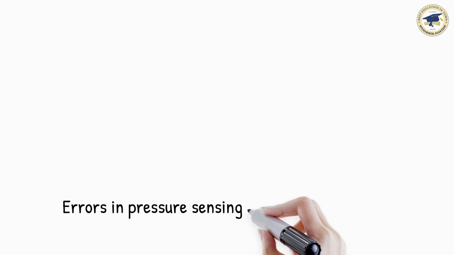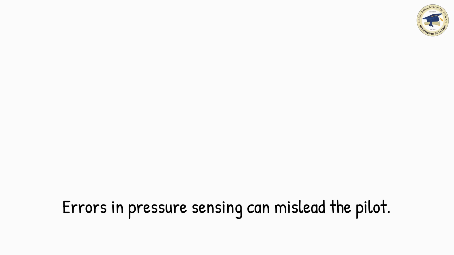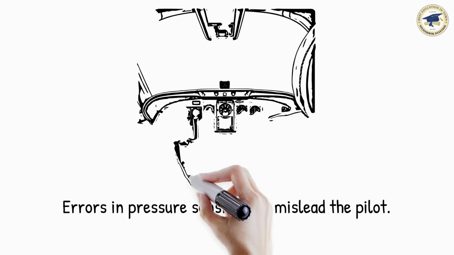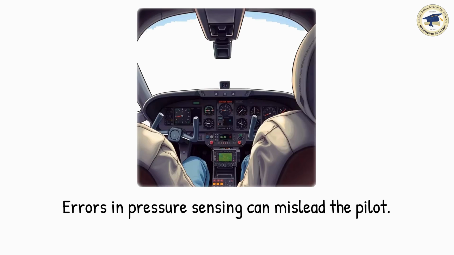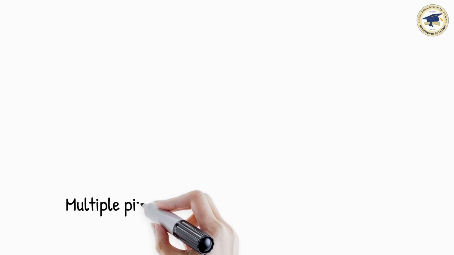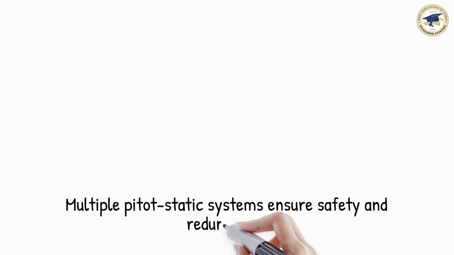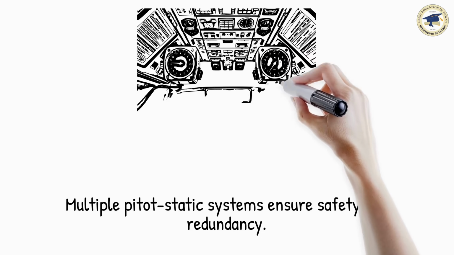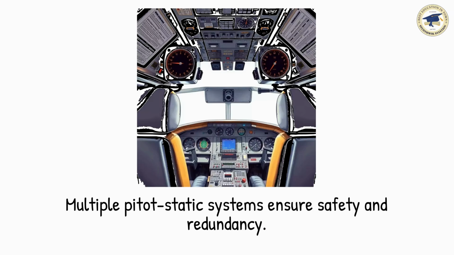So why do these systems matter so much? Because any error in sensing pressure can mislead the pilot. If the pitot tube gets blocked, the airspeed indicator will show false speeds. For example, if the pitot tube is frozen, but the static system still works, the ASI can start behaving like an altimeter. If the static port is blocked, then the altimeter and VSI freeze. The ASI also gives wrong readings. That is why most aircraft are fitted with more than one pitot-static system for safety and redundancy.